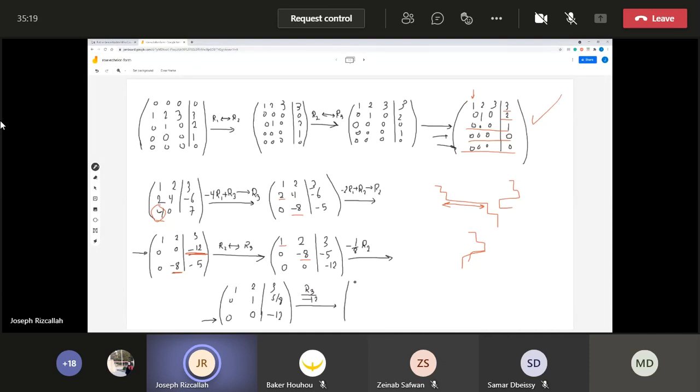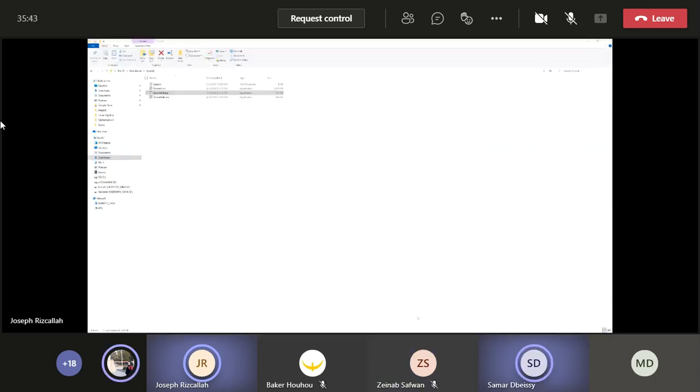Do you agree? I did not say that the system has to be consistent. I said that the matrix will be in row echelon form. So now 5 over 8, and this will be 0, 0, 1. Now, tell me, please, according to our definition, is this matrix in row echelon form? Yes, it is.